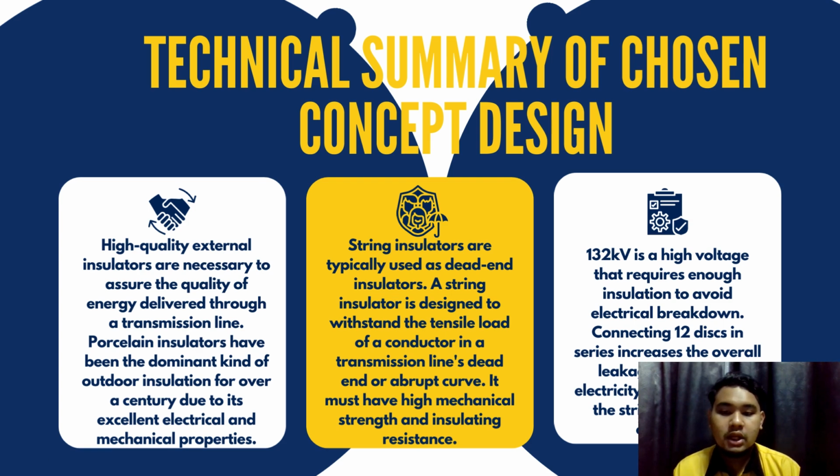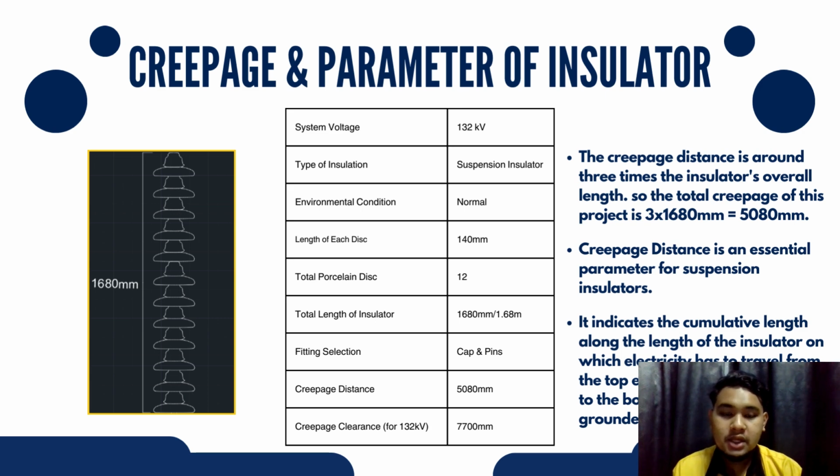Next is 132 kV is a high voltage that requires enough insulation to avoid electrical breakdown. Connecting 12 of these in series increase the overall leakage channel for electricity, which improve the string insulating capacity. Next is creepage and parameter of insulator we use. First, the system voltage we use is 132 kV, and type of insulation is suspension insulator. For environmental condition, it is normal. Length of each disc is 140 mm, and total porcelain disc we use is 12.